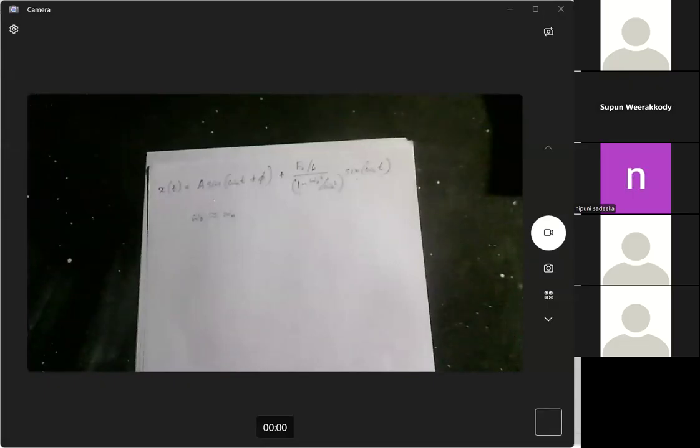What happened? When the natural frequency of the system and the frequency of the forcing function are very close to one another, what happens? You can explain by looking at this equation of motion.